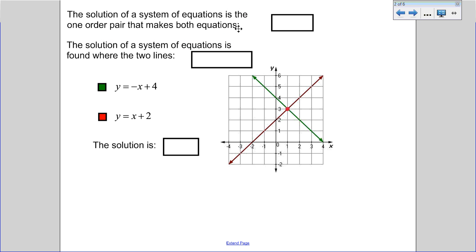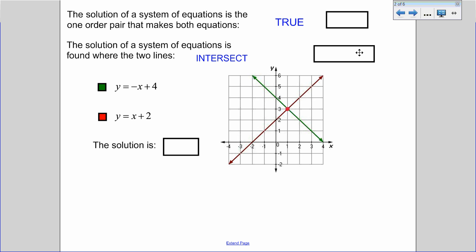The solution of a system of equations is the one ordered pair that makes both the equations true. So we're looking for an ordered pair that we can plug into both equations and would make it true. So when we graph, the solution of a system of equations is where the two lines intersect.